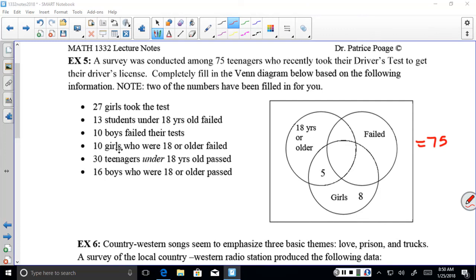10 girls, stop right there. They're girls, so they're in this circle, who are 18 or older. So from these 4 things, the 18 or older group is these 2. And then it says they failed. So they're right there. So these are 10 girls, 18 or older, who failed.